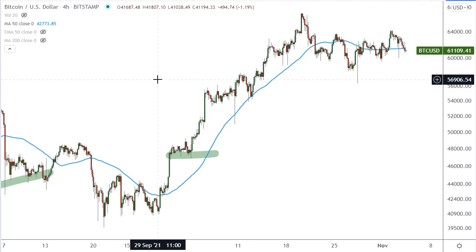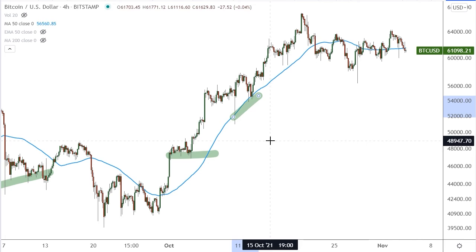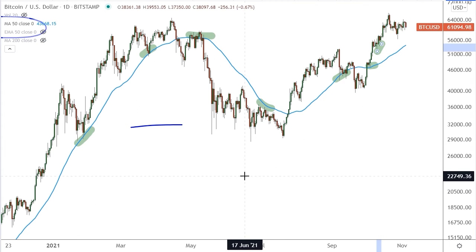So one of the common uses is support and resistance. And again, you can see here a little bit of support taking place at the moving average. Now, in order for the moving average to be effective as support and resistance, we need to be in a strong trending market. And that's where crypto really helps out. Crypto tends to be in some type of strong trend, either to the upside or to the downside.